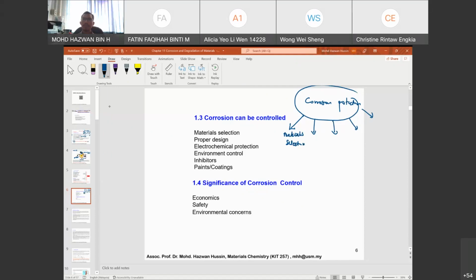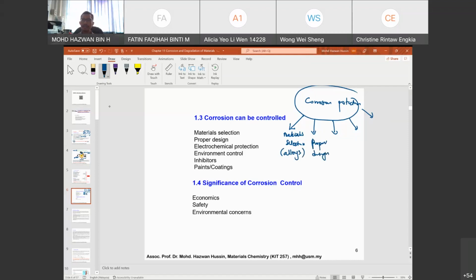So what does material selection mean? It means that in order to produce a material, a metal for example, you need to select elements that produce a material highly resistive to the environment. So in this case, material selection will always be related to the production of alloys. Other than that, we also have proper design.